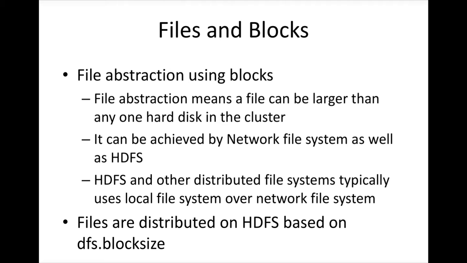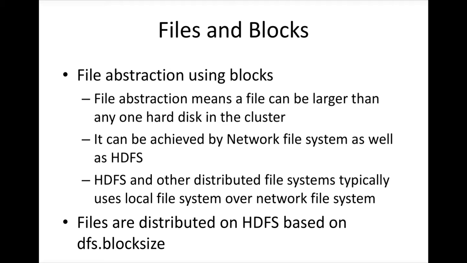File abstraction means the files are typically logical and internally they will be stored in some form, for example blocks, and the file will be distributed across multiple hard disks in the storage server. By doing so, a file can be larger than any hard disk in the cluster. If you have 10 terabytes capacity, the file size can go up to 10 terabytes. If you have 100 terabytes capacity using hundreds of hard disks, the file size can go up to 100 terabytes.